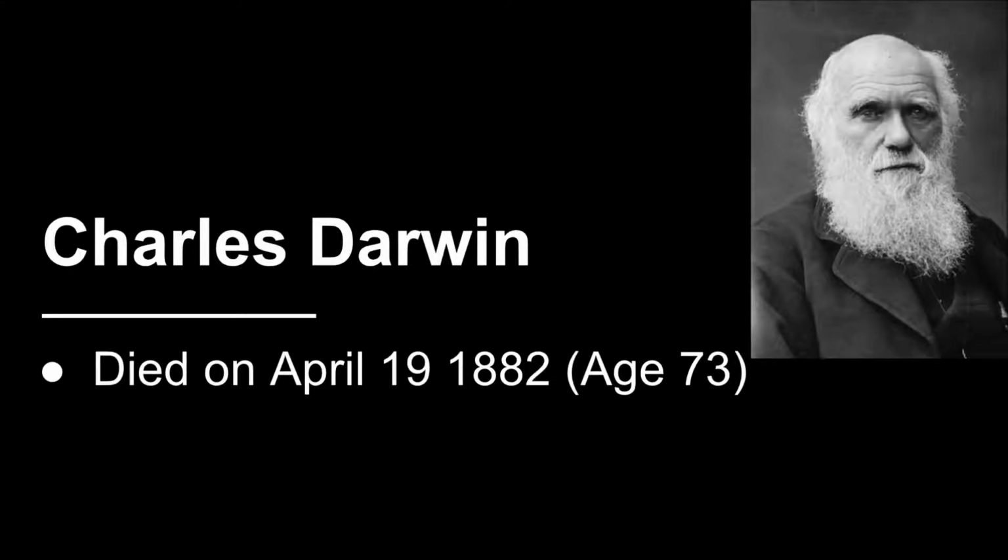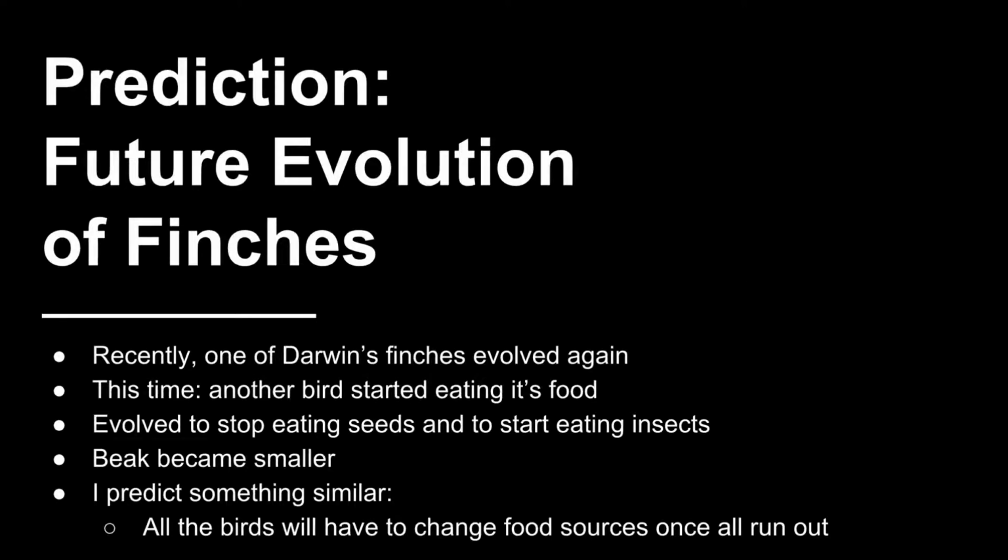Charles Darwin died on April 19, 1882, at age 73. Here's my prediction for the future evolution of finches. Recently, one of Darwin's finches evolved again. This time, it was because another bird started eating its food. It evolved to stop eating seeds and to start eating insects. Its beak, therefore, became smaller.